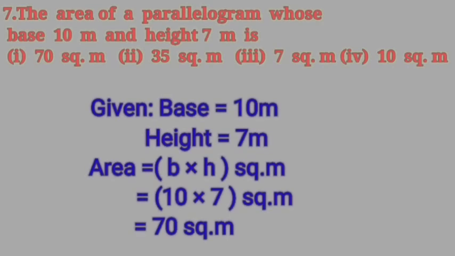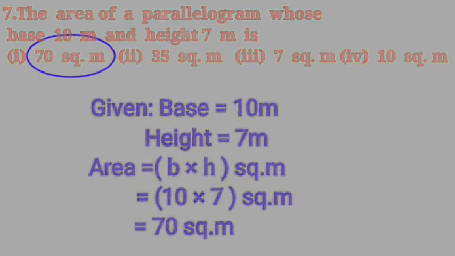In question number 7, they have given the base and the height, which is 10 meter and 7 meter respectively. By using the formula area is equal to B into H, we get the answer as 70 square meter.